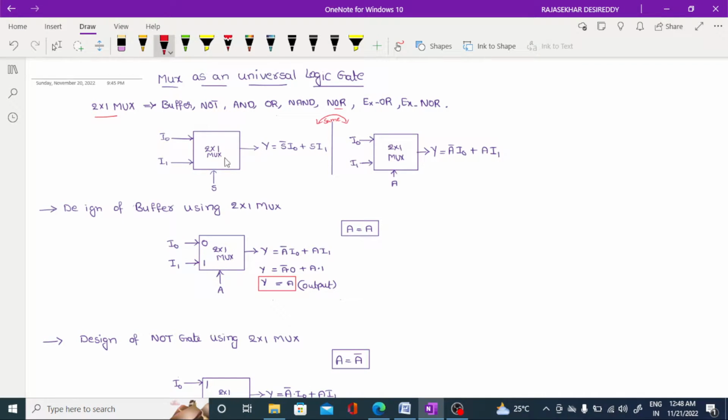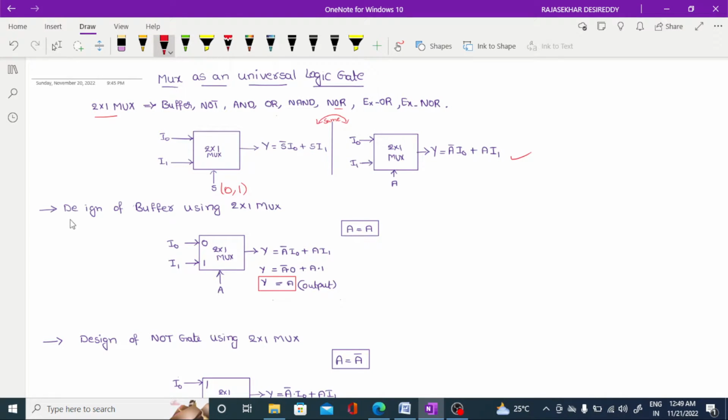This is the simple 2 by 1 mux, and this is the output equation, we know that. With one selection line, the selection line value may be 0 or 1. Based on that you may observe the output equation here, with S bar and S. Now in place of S I have represented it with A, because it is easier for us to design further logic gates. So this is the required output equation for the 2 by 1 mux.